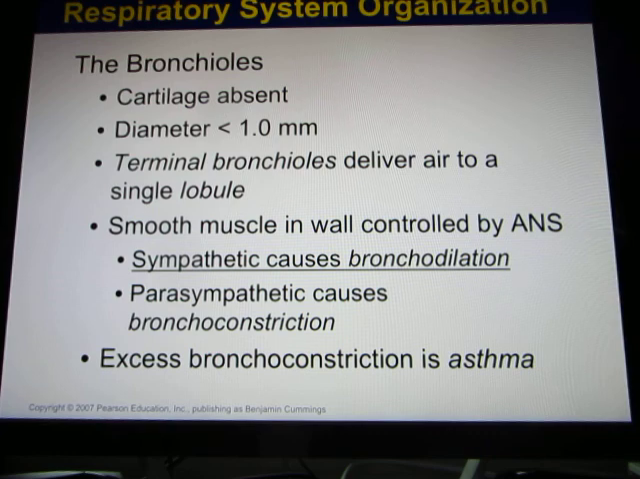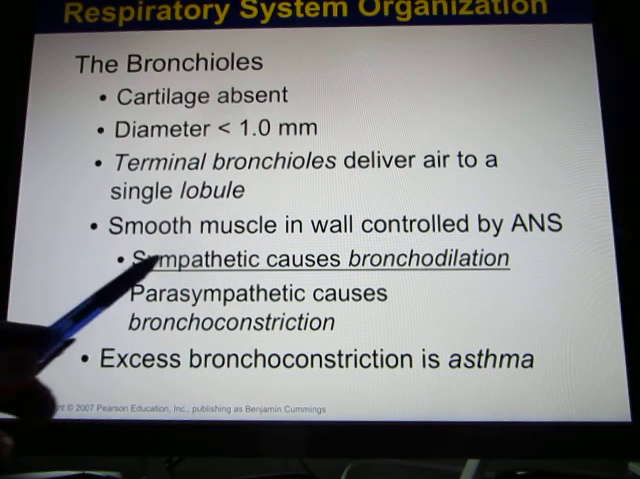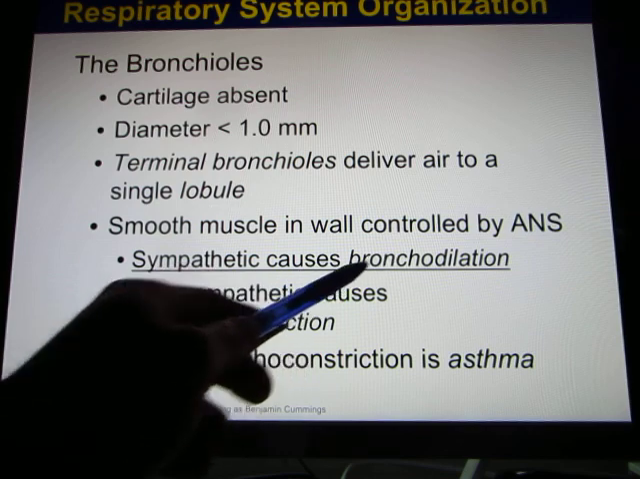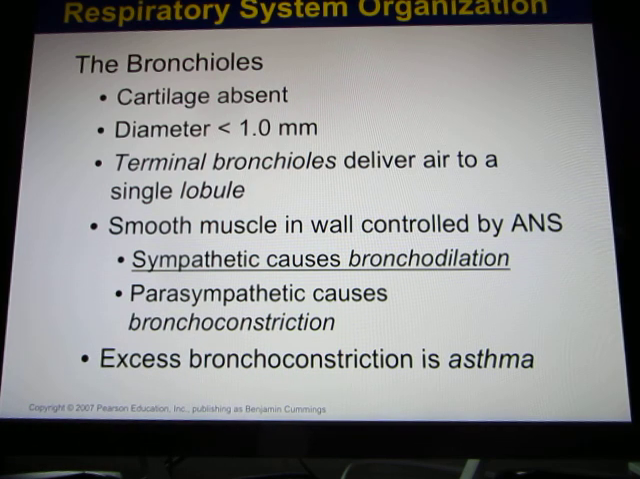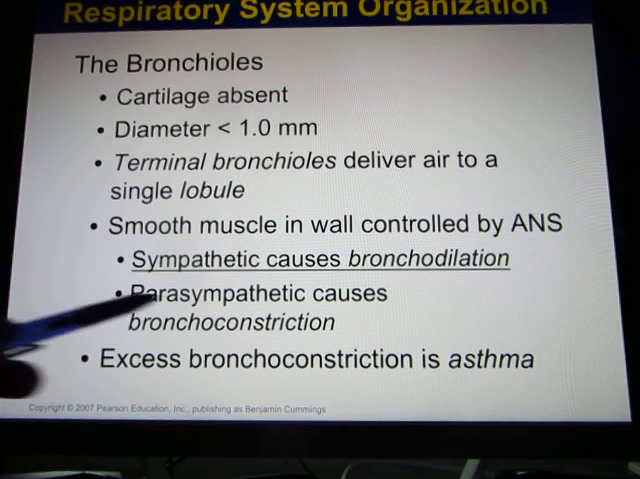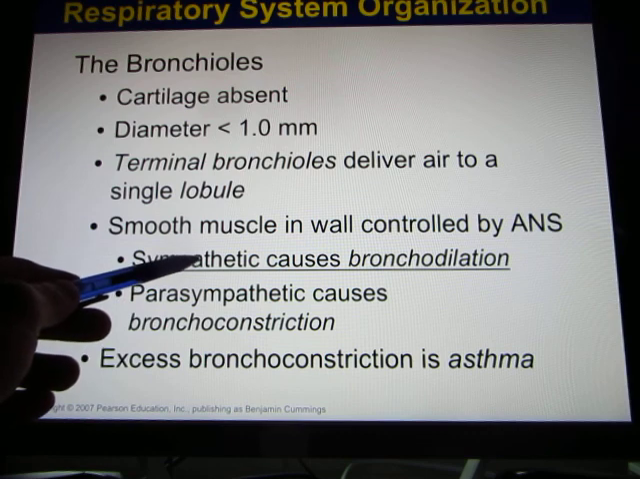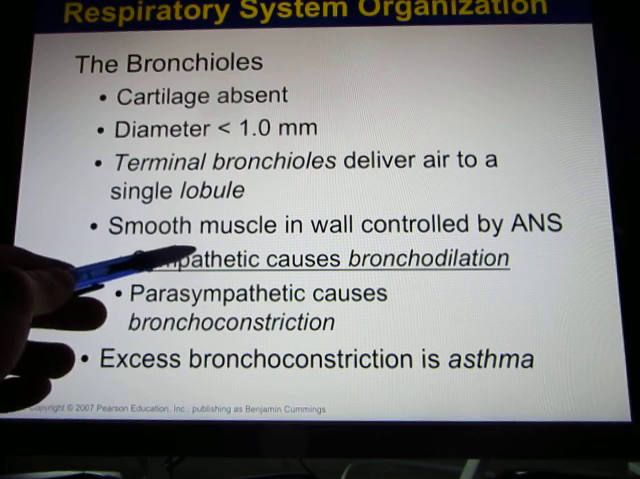Because all of them are smooth muscle, you can constrict them. And when you constrict them, it's pretty serious because now the air won't be able to reach your lung. And the sympathetic system, we talk about this in the nervous system, can cause bronchial dilation because when you are fighting the bear, you need more air to go to your lung. So we can take advantage of this. We can create medicine that totally mimics sympathetic function, and that's how they treat asthma.